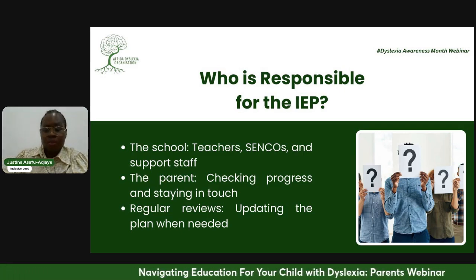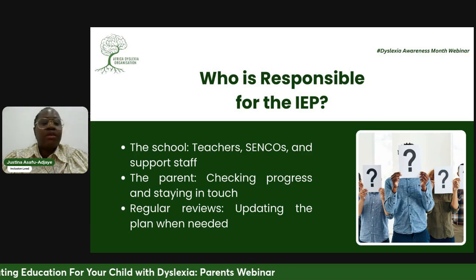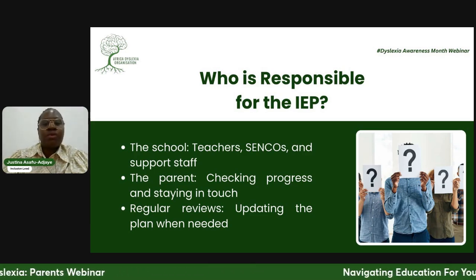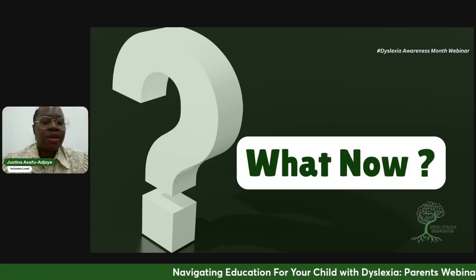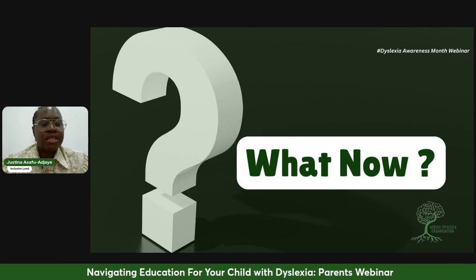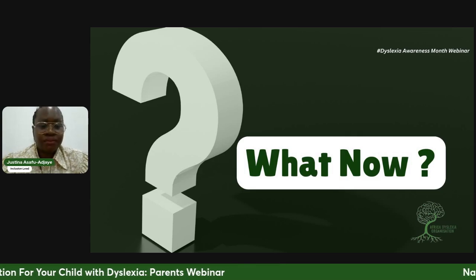So the simple answer to that is everybody's responsible for the IEP. Everybody. The teachers, the SENCO, the support staff, and the parents and caregivers are all responsible for the IEP. And it's really important that you all continue to have that conversation and check in regularly to see how well you are all doing in your respective areas.